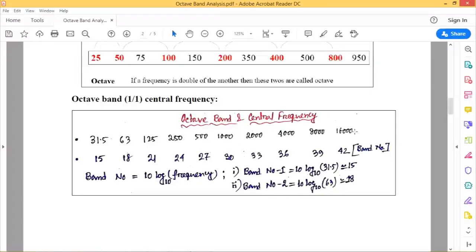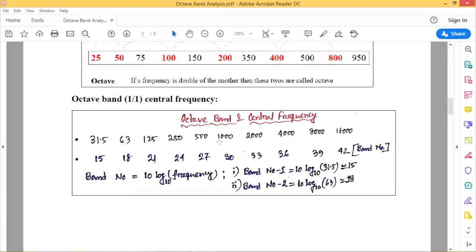Also you can see in these 10 frequency bands that each and every frequency is double of the previous one. As an example, 63 is double of 31.5. Similarly 125 is almost double. To get a round figure, it is written here as 125, not 126. 31.5 multiplied by 2 will give you 63. Similarly 63 into 2 will give you almost 125. Similarly 125 into 2, 250, 250 into 2, 500. So all the frequencies are double of the previous one.